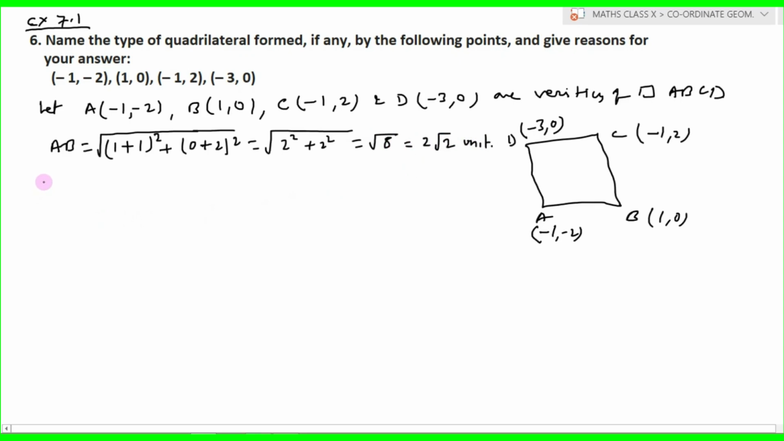Now find length of BC. Again we have to use the same formula. Now see here in the figure, this is BC. So for BC we take this x1 y1 and this is x2 y2. So x2 minus x1, so -1 minus 1, -1 whole square, plus y2 minus y1 means 0 minus 2.